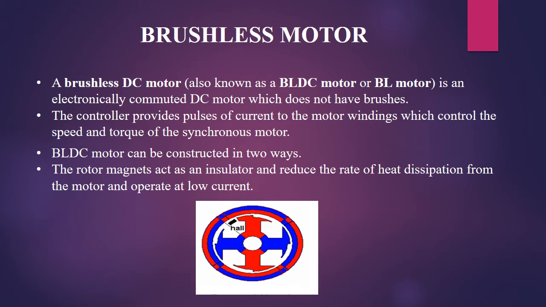Brushless DC motor. A brushless DC motor consists of a rotor in the form of a permanent magnet and a stator in the form of polyphase armature windings. It differs from the conventional DC motor in that it doesn't contain brushes and the commutation is done using an electronic drive to feed the stator windings.